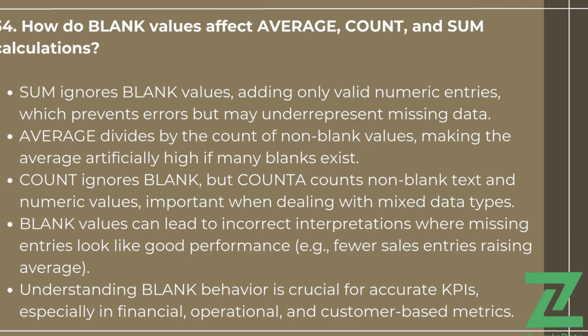34th question. How do blank values affect average, count, and sum calculations? Sum ignores blank values, adding only valid numeric entries, which prevents errors but may underrepresent missing data. Average divides by the count of non-blank values, making the average artificially high if many blanks exist.